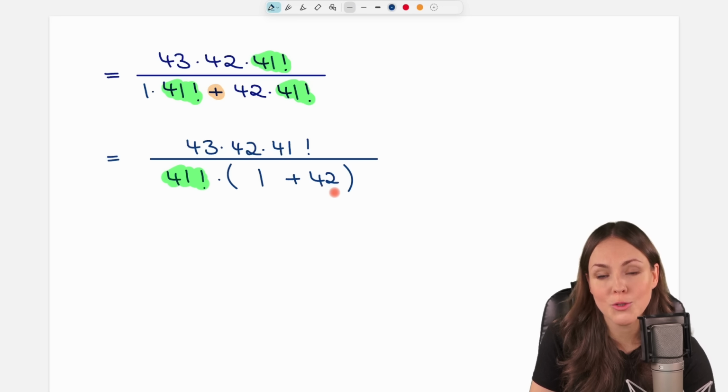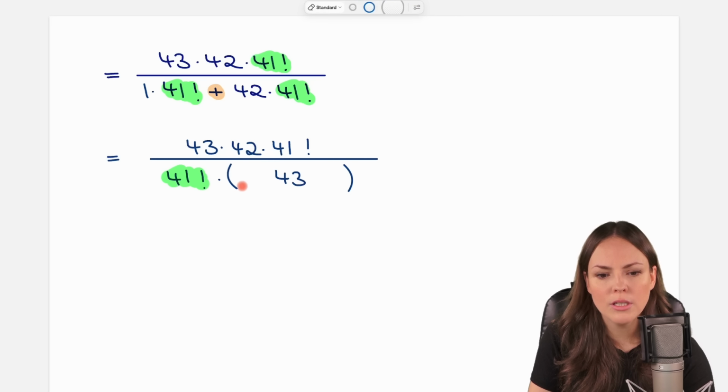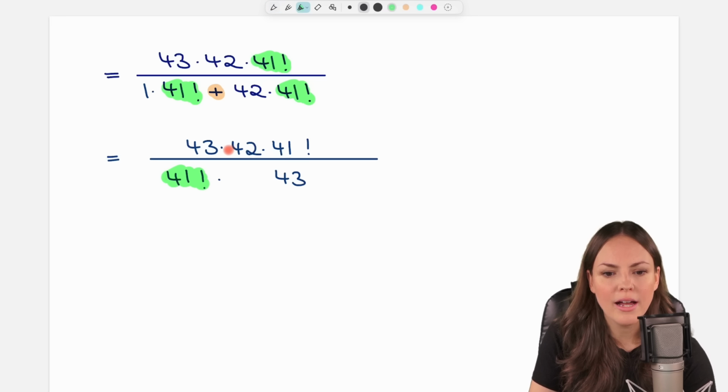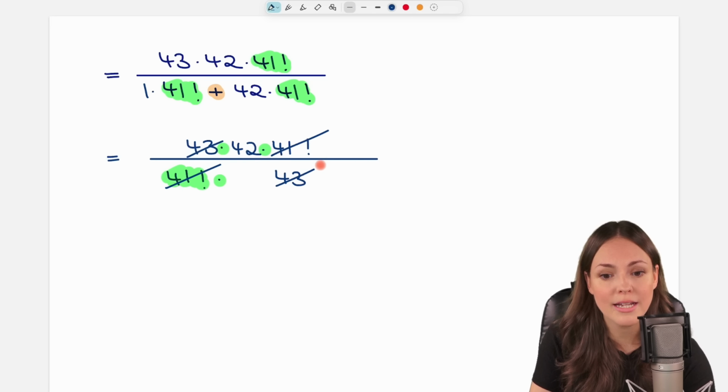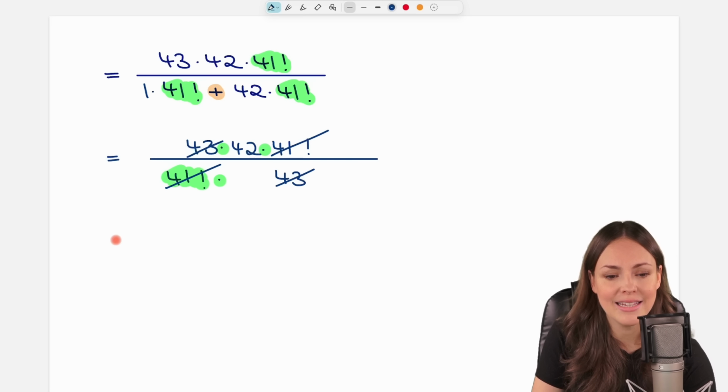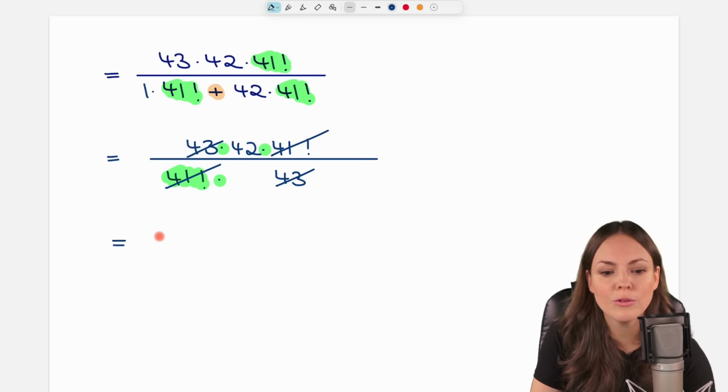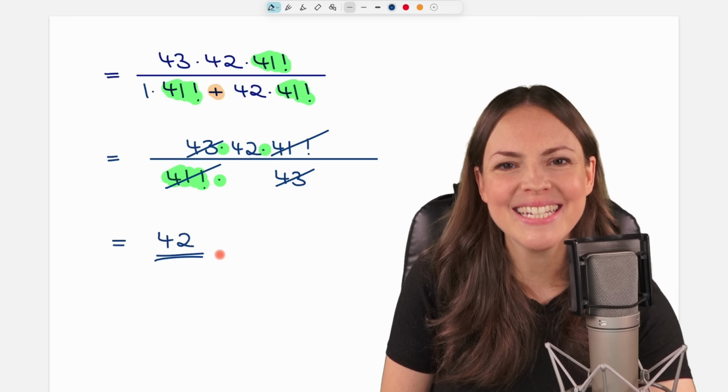1 plus 42 equals 43. This is an easy calculation. We don't need the parentheses, so I can delete them as well. And now we have multiplications everywhere here, so now we are allowed to just cancel things out. The 41 factorial, for example, and the 43 as well, so the only thing that is left is the beautiful number of 42.